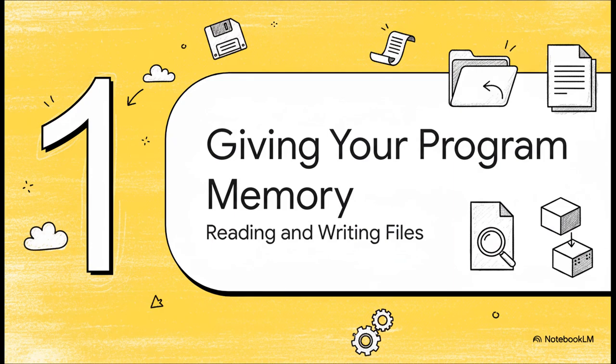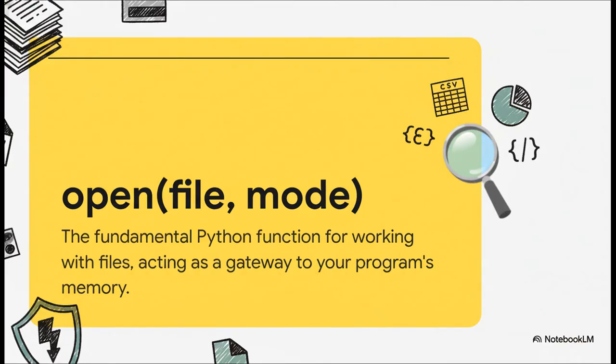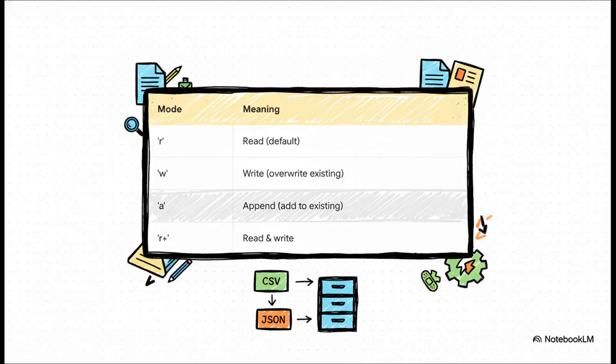Okay, so first things first. If we want our program to stop being so forgetful, we have to give it a long-term memory. And the most basic, fundamental way to do that is to teach it how to read and write files right on your computer. The key to this whole superpower is one single powerful function, open. You can think of it like the gatekeeper to your computer's hard drive. You just tell it which file you want to access and what you plan to do, and it opens the door for you.